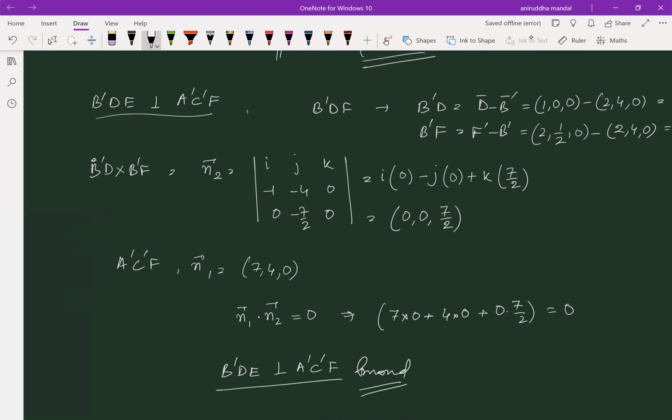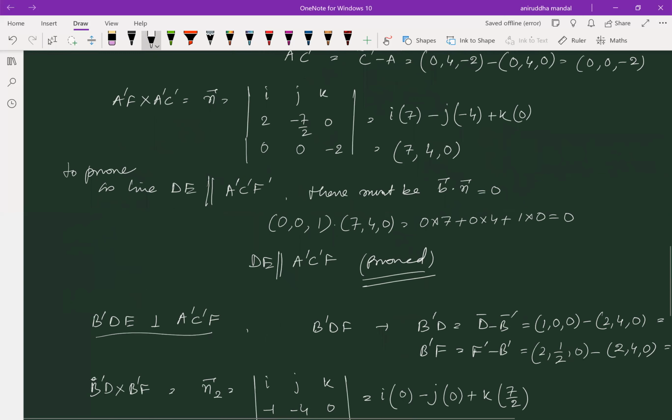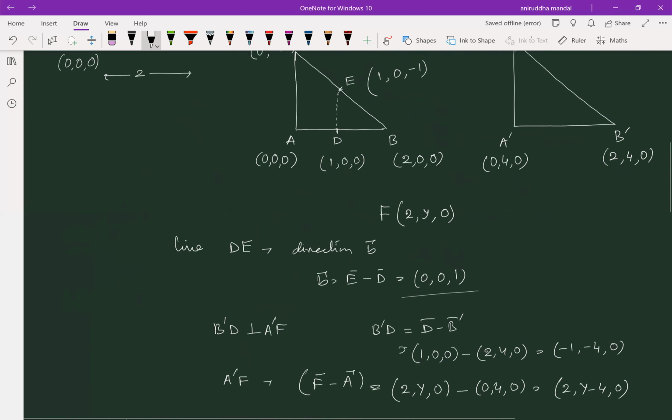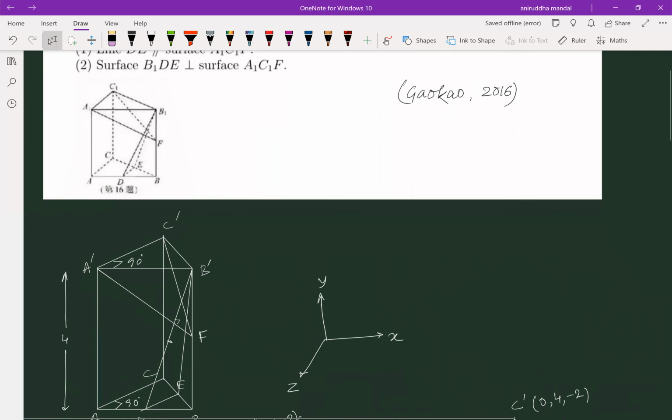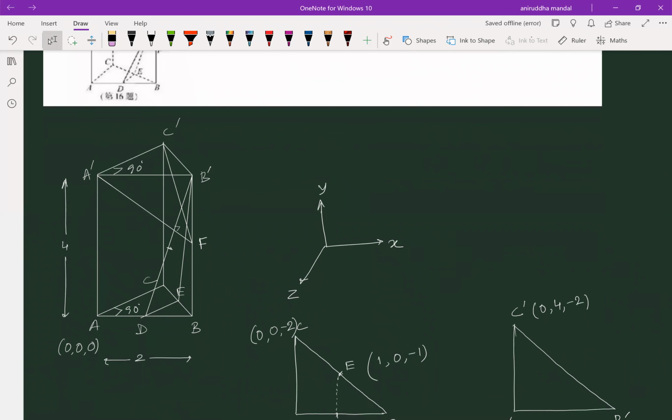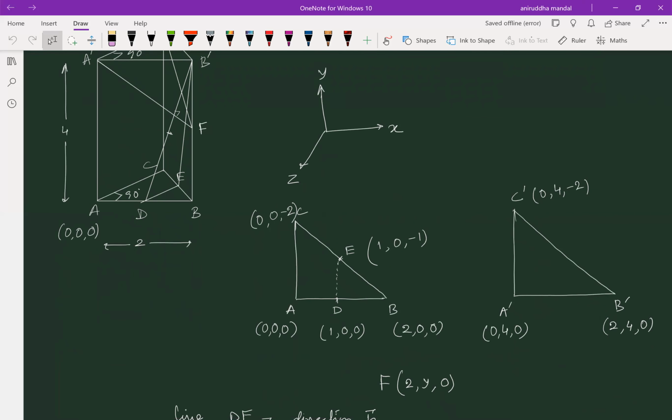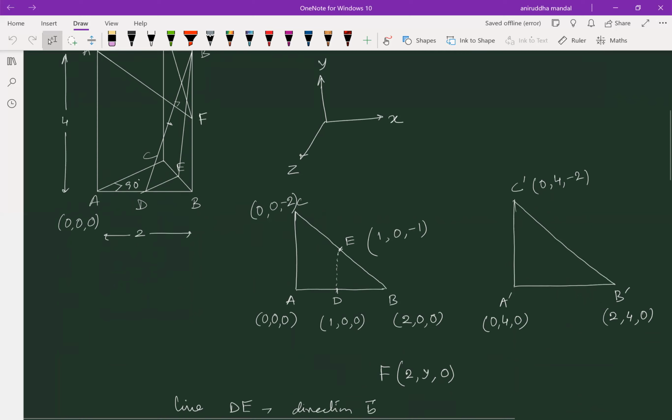Okay, so I think this is a simple problem. First you have to think and assume a few points, and the rest depends on the calculation.